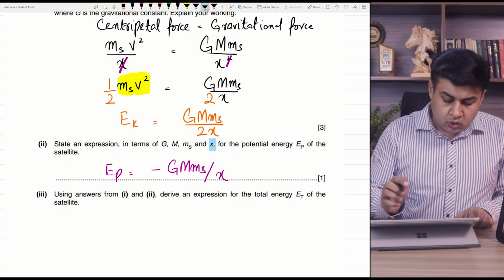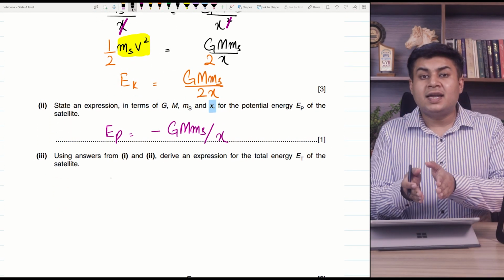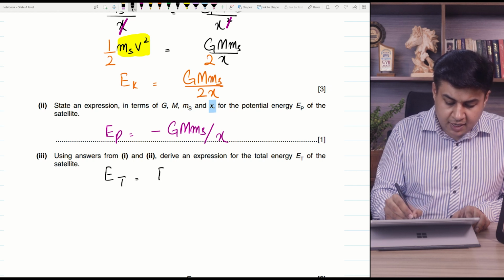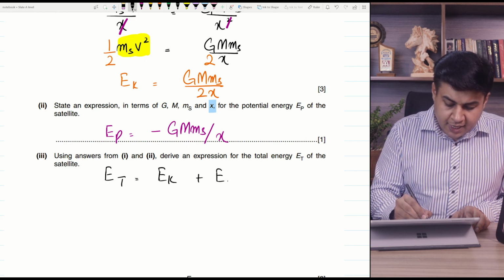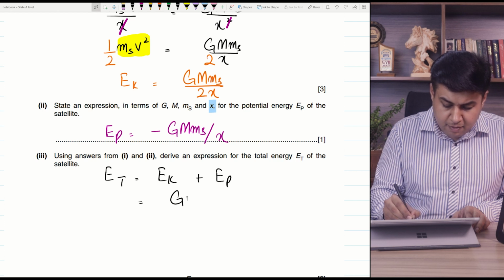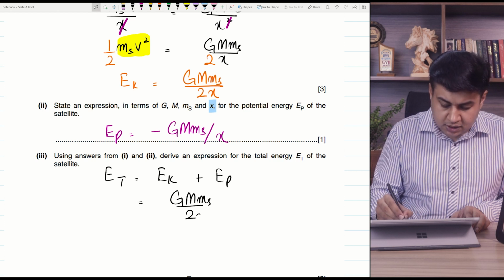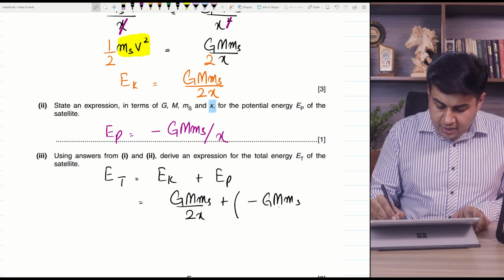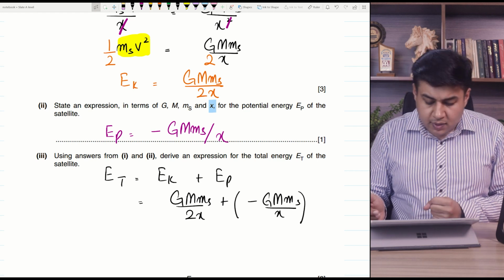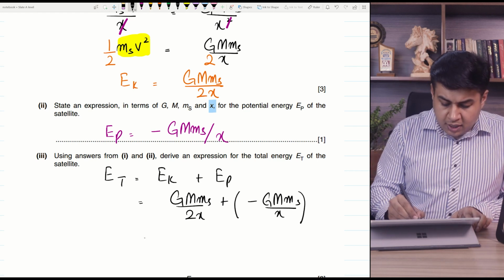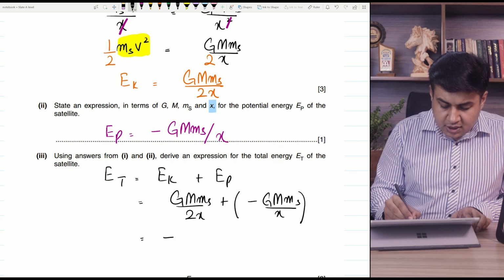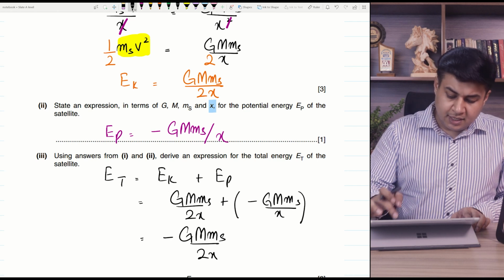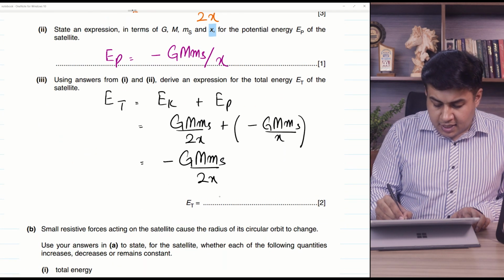So you know that the total energy of the satellite is the sum of kinetic and potential energy. Kinetic energy is GMms over 2x plus potential energy is minus GMms over x. You will take LCM, simplify it, and you will get the overall expression of total energy is minus GMms over 2x, right? We have studied these expressions separately in this class.